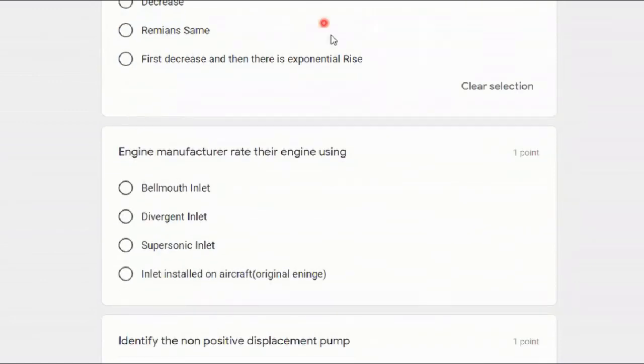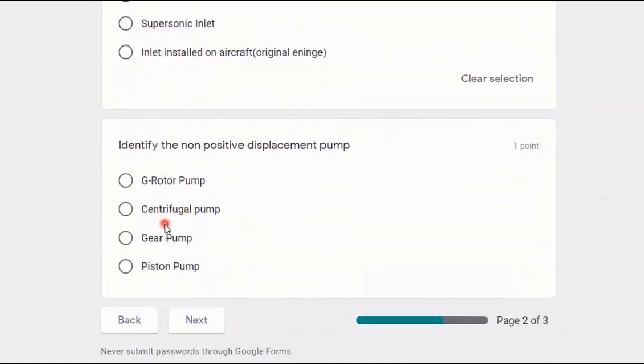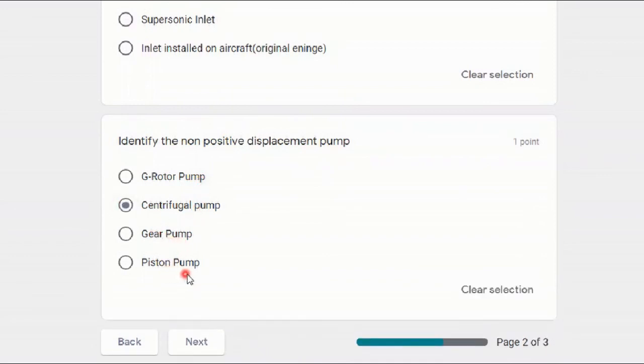Okay. Next one, engine manufacturers rate their engine using divergent inlet, bell mouth inlet, supersonic inlet installed on the original aircraft, that is original engine. This is a bell mouth inlet. We have done this in detail in the video. Please go and see the video later. Identify a non-positive displacement type of pump. G rotor is positive, centrifugal is non-positive, gear type is positive, piston type pump is positive. Okay.